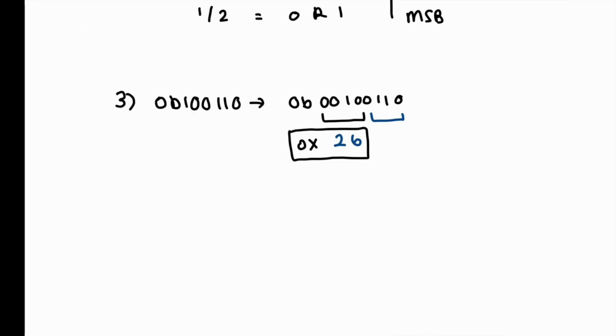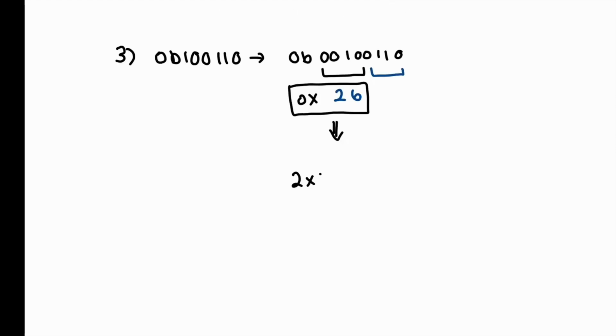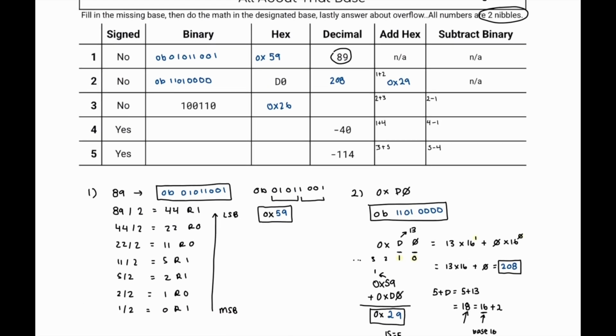Now we can convert this to decimal. I'm going to use the same method I used before. Again, this corresponds to what place we are over here. So this is the sixteens place, and then this is the ones place. And that final value will be 38.